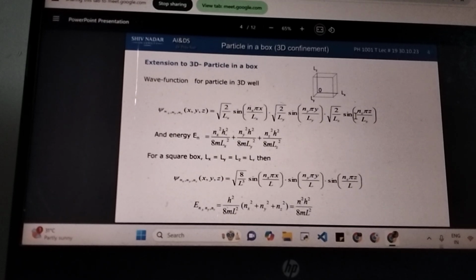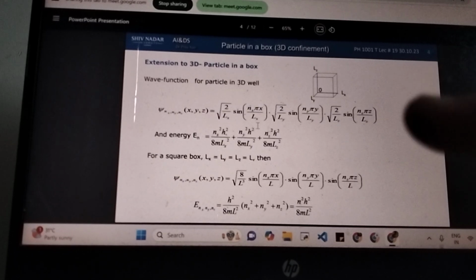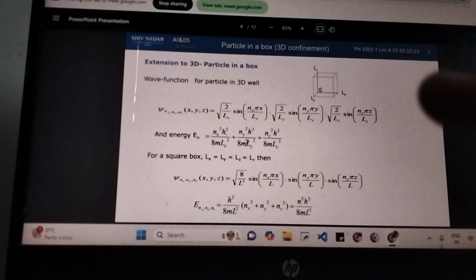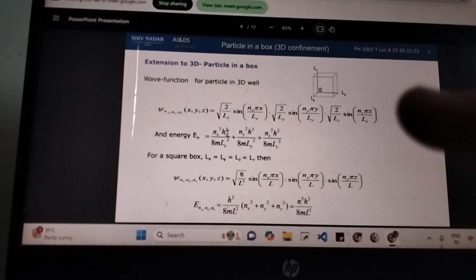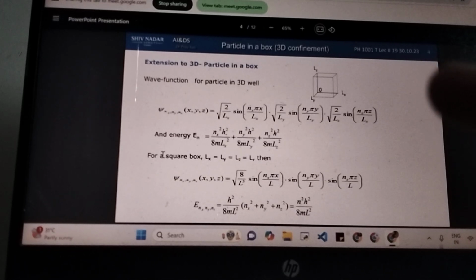Your wave function is a product of all the three individual wave functions, and your total energy is a sum of the energies in the three dimensions. So if you are taking a cubical box, meaning your Lx, Ly, Lz are all equal, then your quantum numbers will still be different, but the L value is the same. So it becomes root 8 by L cubed, sine of this into sine of that into sine of that.